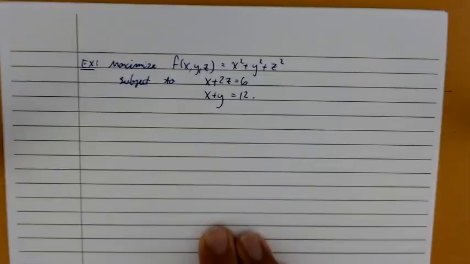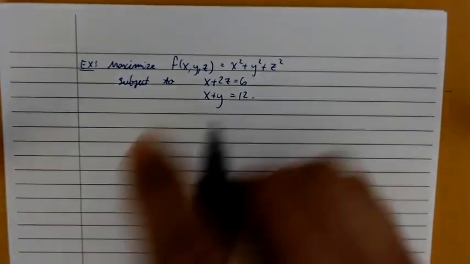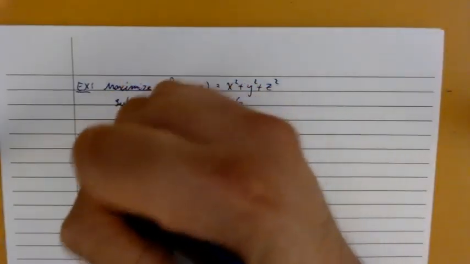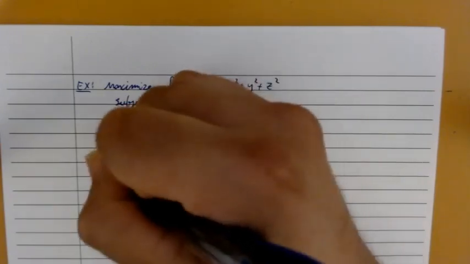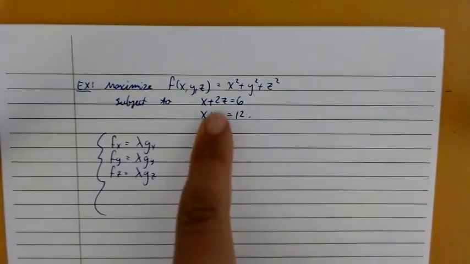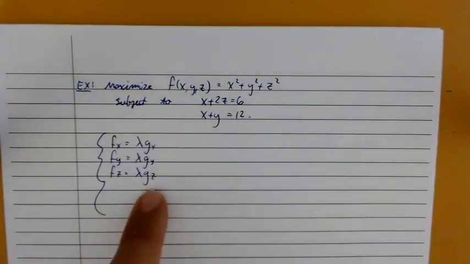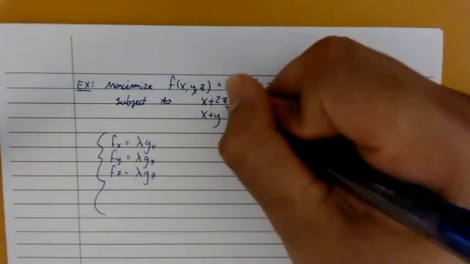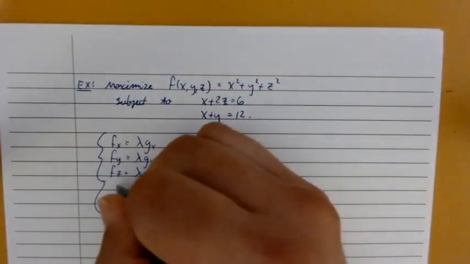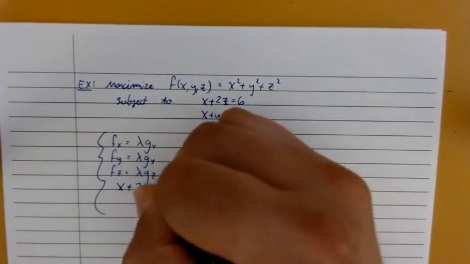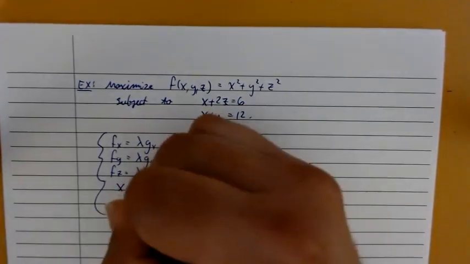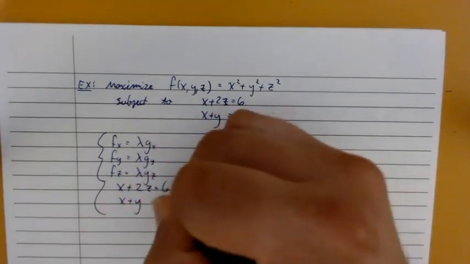All right, well, here we go. We're going to want, all right, that's a function of three variables. So we're going to find f sub x equals lambda g sub x. f sub y equals lambda g sub y. f sub z equals lambda g sub z. And then normally we would have our constraint as the last equation of our system, but since there's two constraints, well then we have two more equations to our system. x plus 2z is equal to 6, and x plus y is equal to 12.